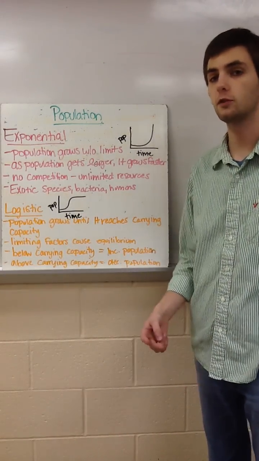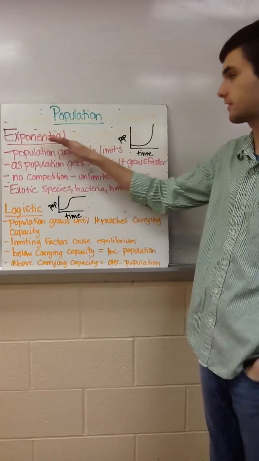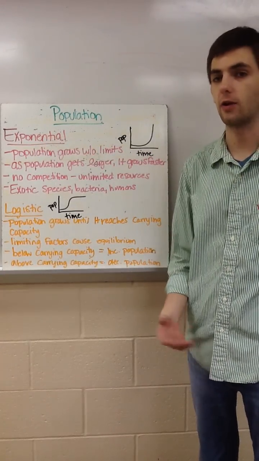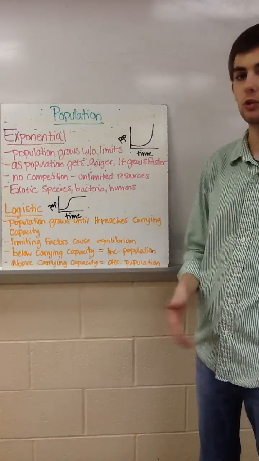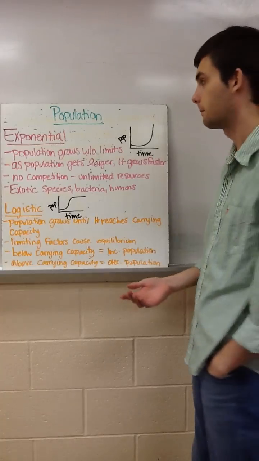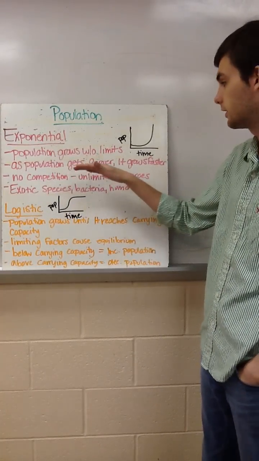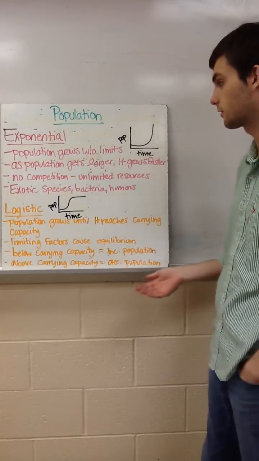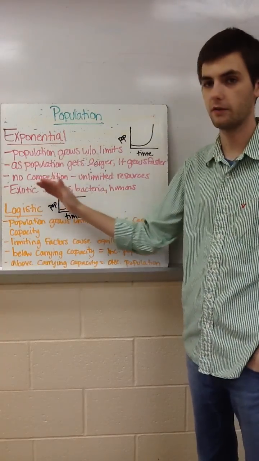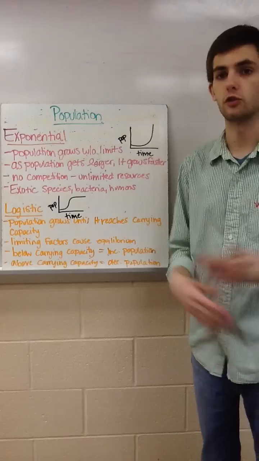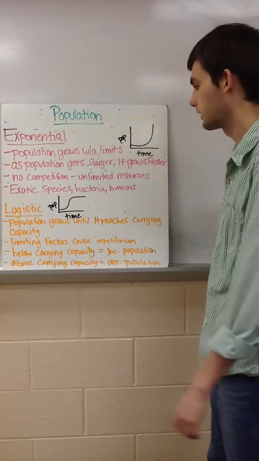Populations can experience two types of growth. The first is exponential growth, and that's a population growth that occurs without limits, meaning that there are no limiting factors within that population. So as the population gets larger, it's going to grow faster and faster. In this type of growth, there are unlimited resources and there's no competition between organisms.